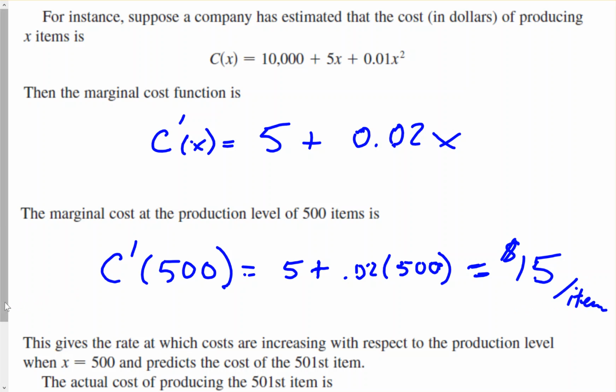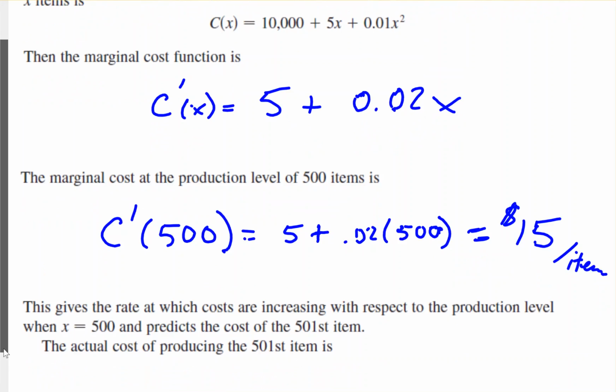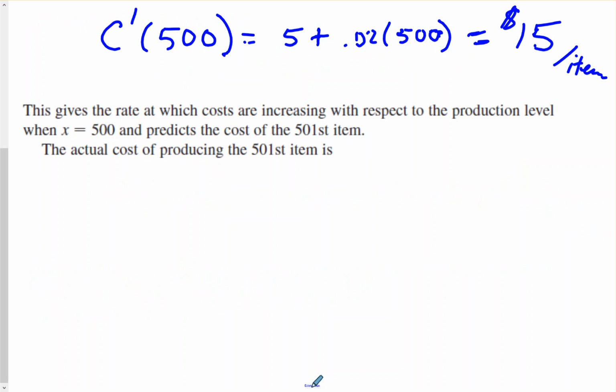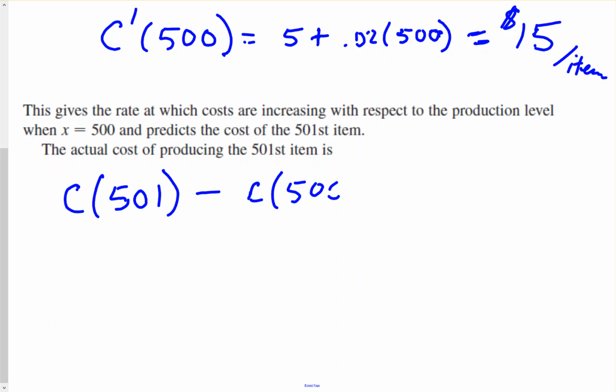This gives the rate at which costs are increasing with respect to production level when x equals 500, and predicts the cost of the 501st item. The actual cost of producing the 501st item is, okay, so here we have to figure out what's the cost of 501 items, and then we'll take away the cost of 500 items.